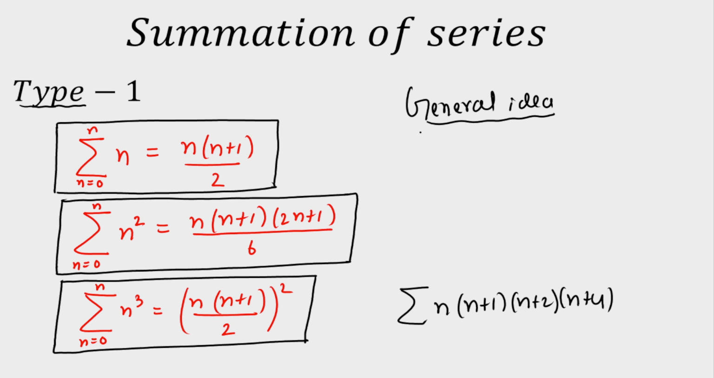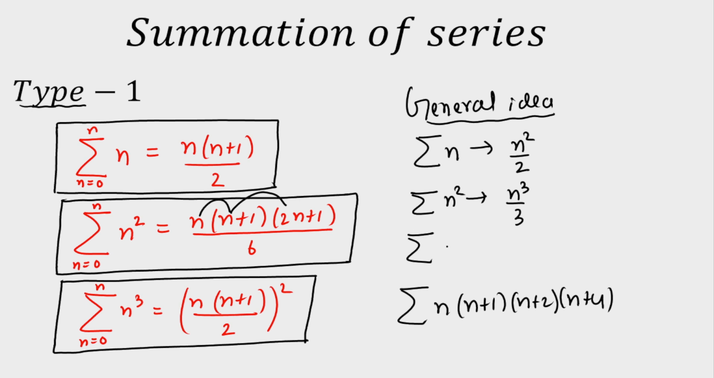The general idea I'm going to share right now is, if summation of n is given, then on the other side one of the terms you will see will be n square divided by 2 for sure. Similarly, if summation of n square is there, on the other side you will see n cube divided by 3 for sure. Because if you check here, you will get n into n, n square, and then 2n cube divided by 6, which will be n cube divided by 3.